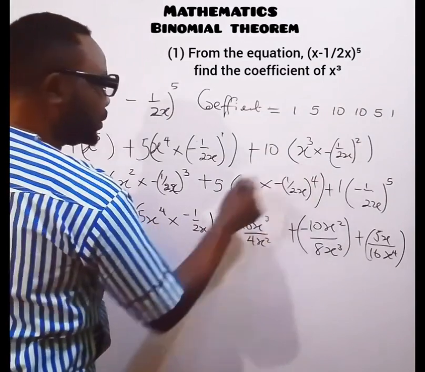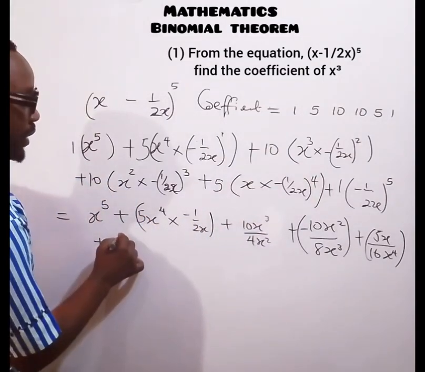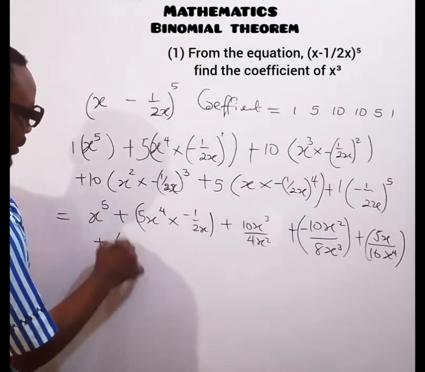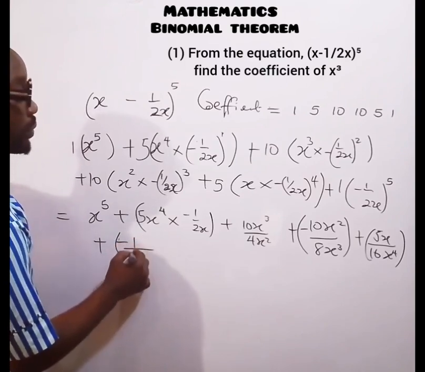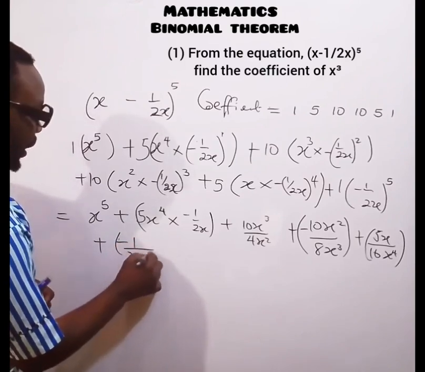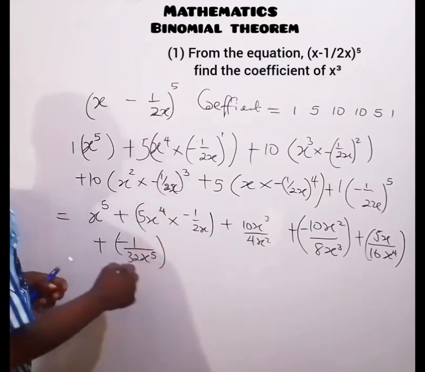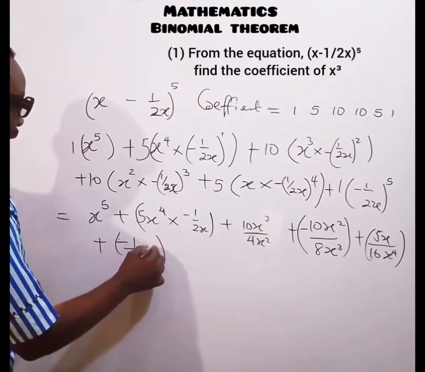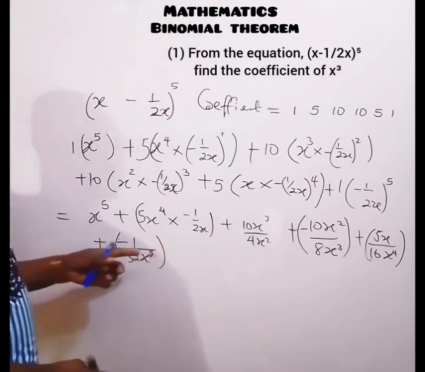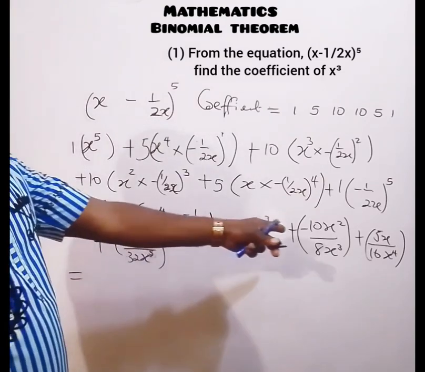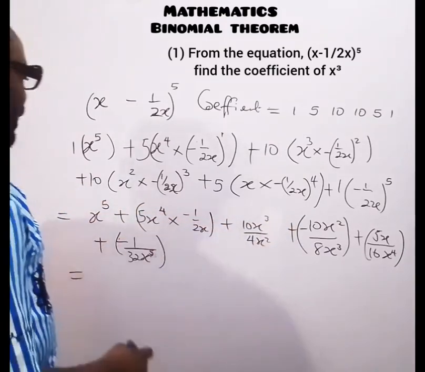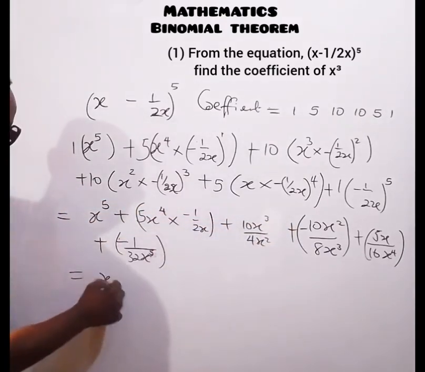Plus 1 raised to the power of 5, that is minus, now minus 1 raised to the power of 1, over 2 raised to the power of 5, that's 32 x raised to the power of 5. That is what we have right now. Since we have it in this order, we can now look for the value and put them in order accordingly here. So we are having x raised to the power of 5.